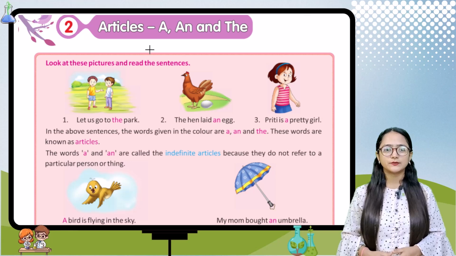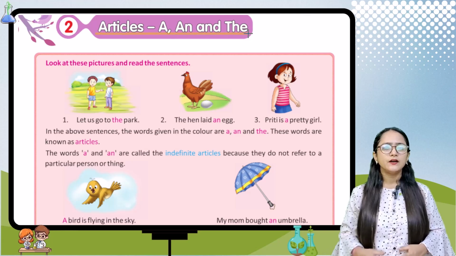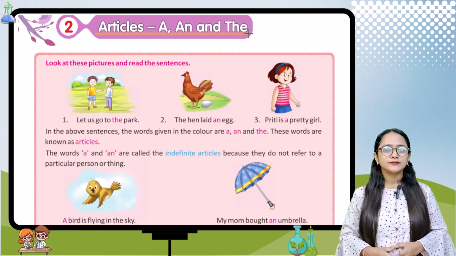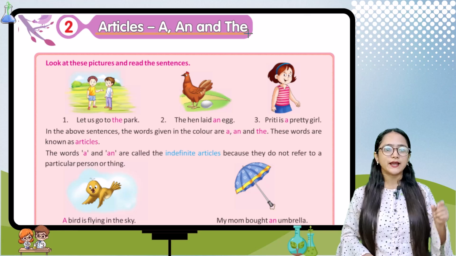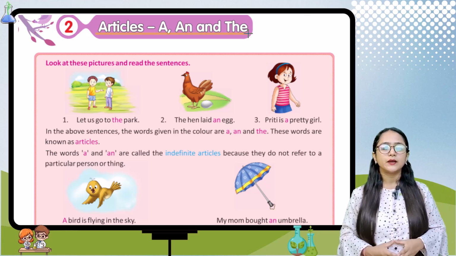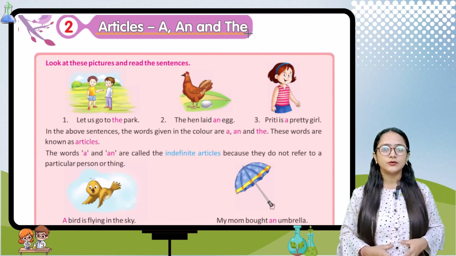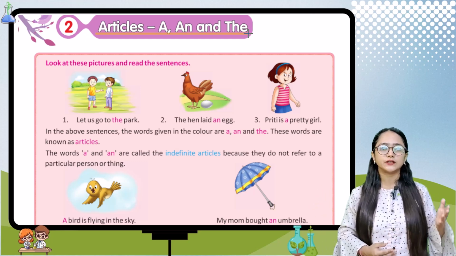So now let's move into the new chapter, that is articles: a, an, and the. We have already studied articles in the previous classes: when a word begins with a consonant sound, you put a in front of that word. But if the word begins with a vowel sound, you write an. And if it is a definite kind of word, you use the.